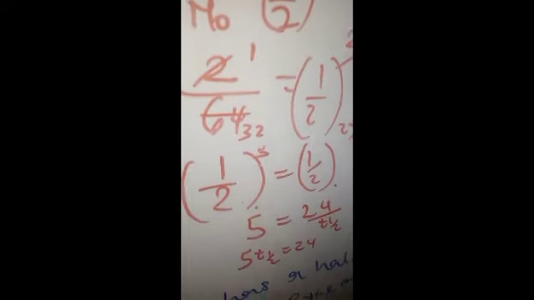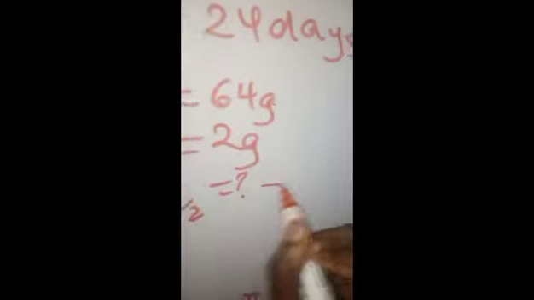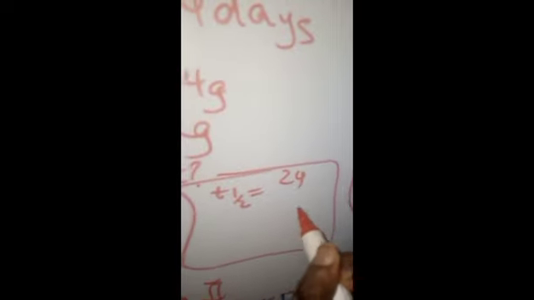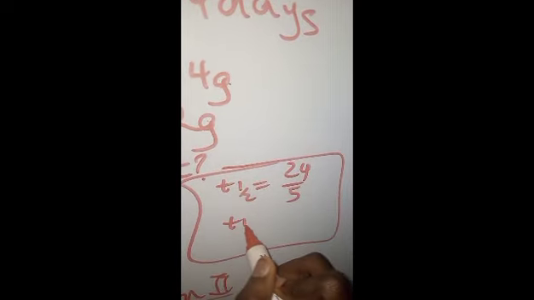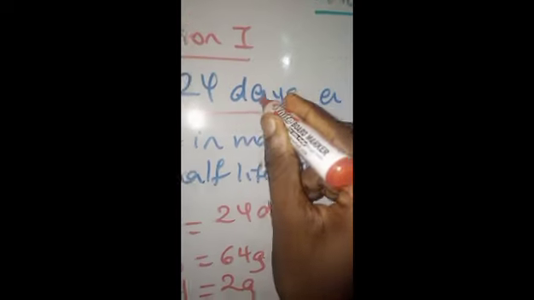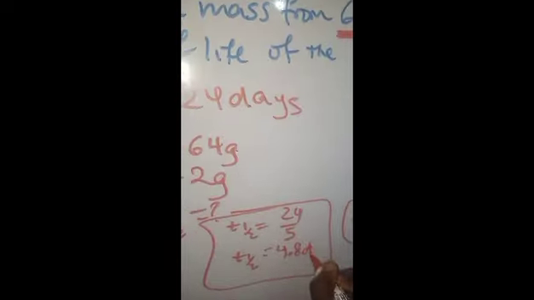Permit me to use this small space. So we have T half is equal to 24 over 5. T half is equal to 4.8. What will be your units? They said days. 4.8 days.